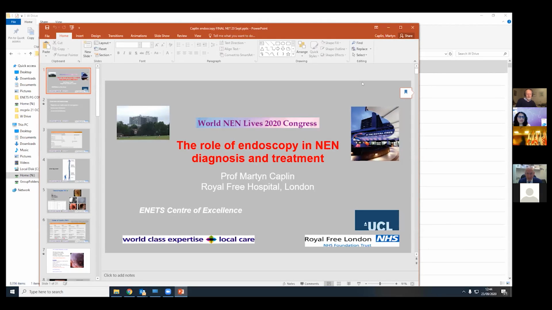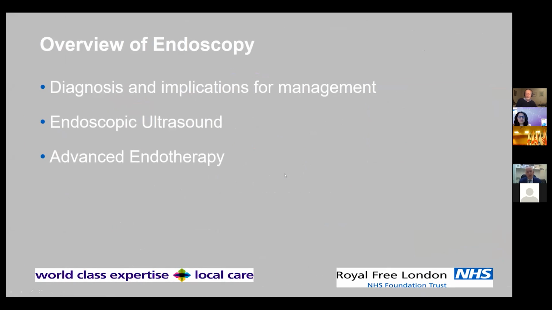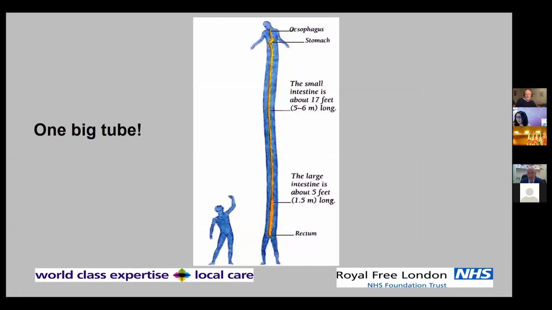My role today is to cover the role of endoscopy in neuroendocrine tumors and in terms of diagnosis and treatment. I'm going to cover mainly diagnostic pictures and techniques and look at endotherapy, and also mention a little bit about endoscopic ultrasound. You've heard already about the different grades of neuroendocrine tumors, and our management, even at an endoscopic level, will be dependent on the grading of neuroendocrine tumor.